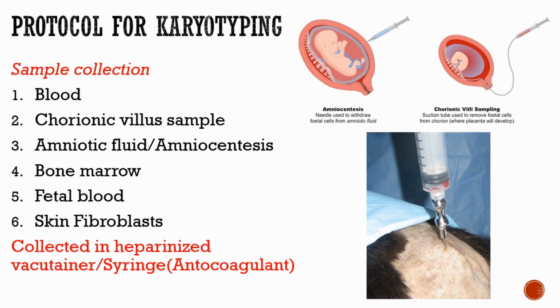Coming to the protocol for karyotyping, sample collection. The samples required can be from blood, from chorionic villi sampling, from the amniotic fluid by amniocentesis, bone marrow samples, fetal blood, or skin fibroblasts. The sample has to be collected in a heparinized syringe because heparin is an anticoagulant. It prevents the coagulation of the blood.